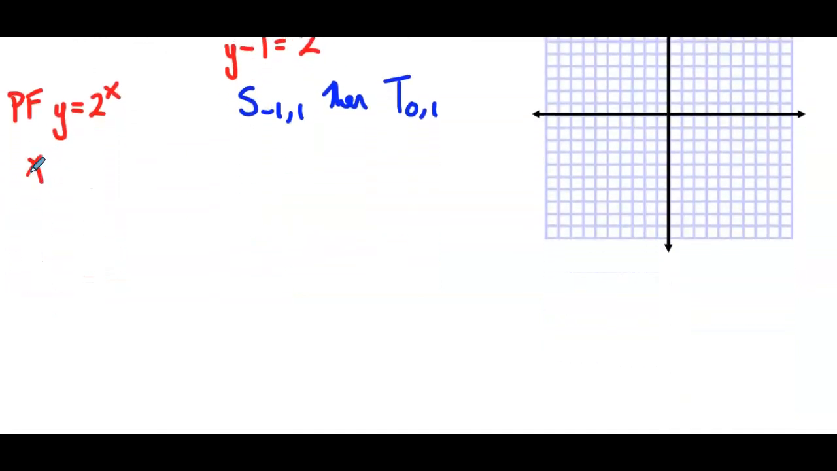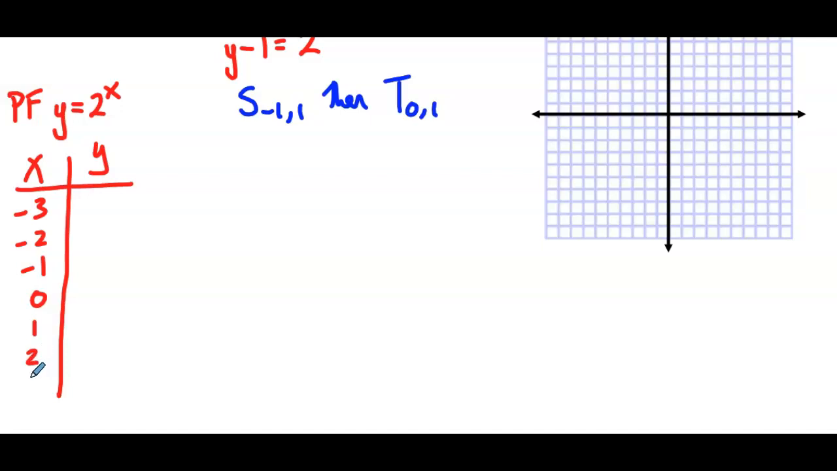Okay, so let's start with our parent function. So -3, -2, -1, 0, 1, 2, 3. So we have 2 to the 0 is 1, 2 to the first is 2, 4, 8, 2 to the negative first is 1/2, 2 to the negative second is 1/4, and 1/8.